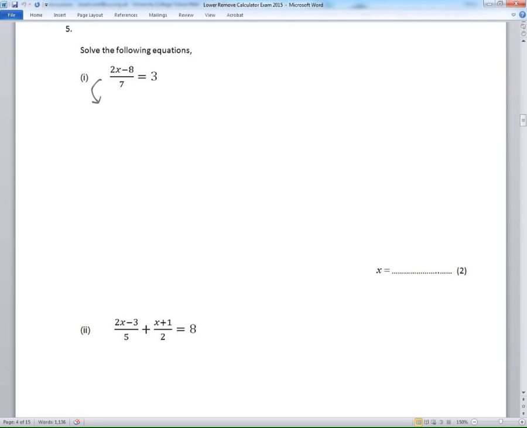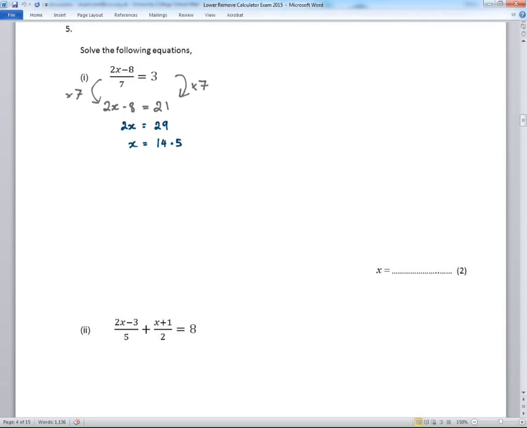Okay, next. Some more linear equations, slightly more complicated than in question 2. So, for this question, we've got 2x minus 8 all divided by 7 is equal to 3. On the left-hand side, we have 2x minus 8 all divided by 7. To undo that divided by 7, we might times both sides by 7. If we times the left-hand side by 7, you're just left with 2x minus 8. If you times the right-hand side by 7, you're left with 21. The question now becomes much more straightforward. Add 8 to both sides, and you're left with 2x is equal to 29. Now divide both sides by 2, and you're left with x is equal to 14.5.